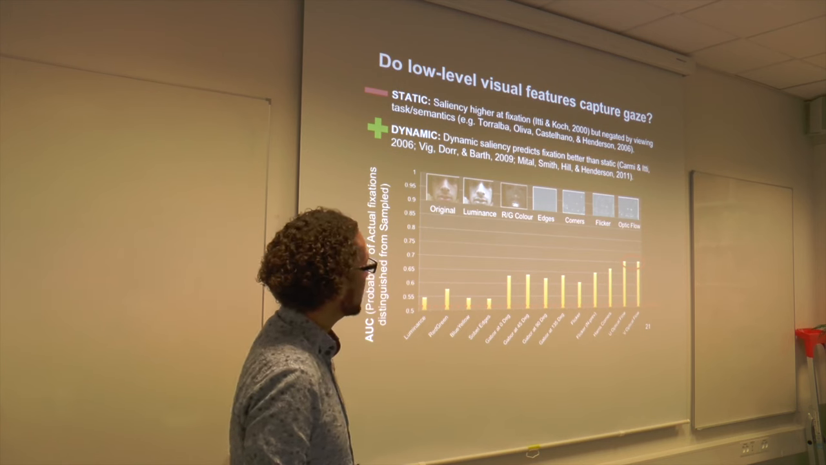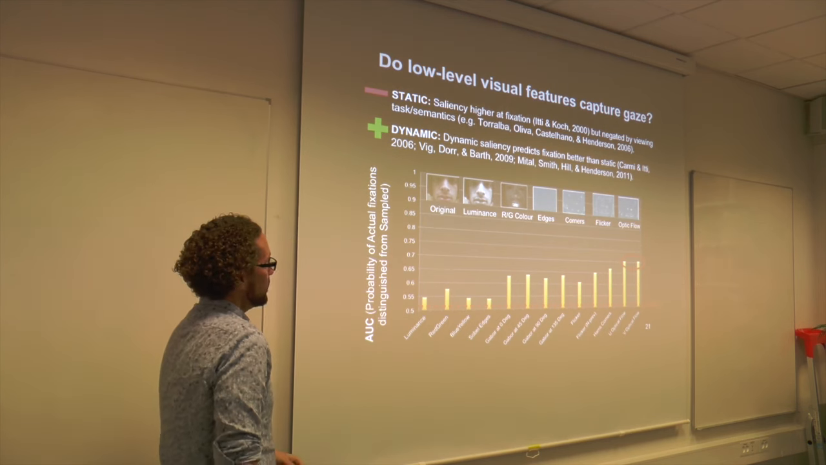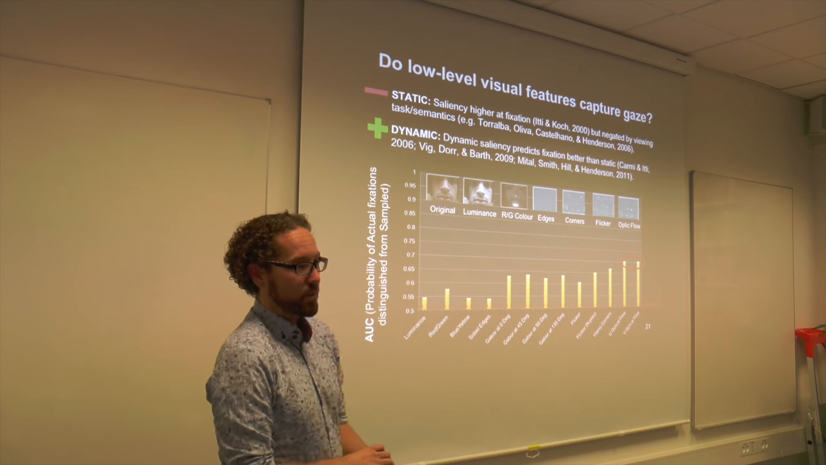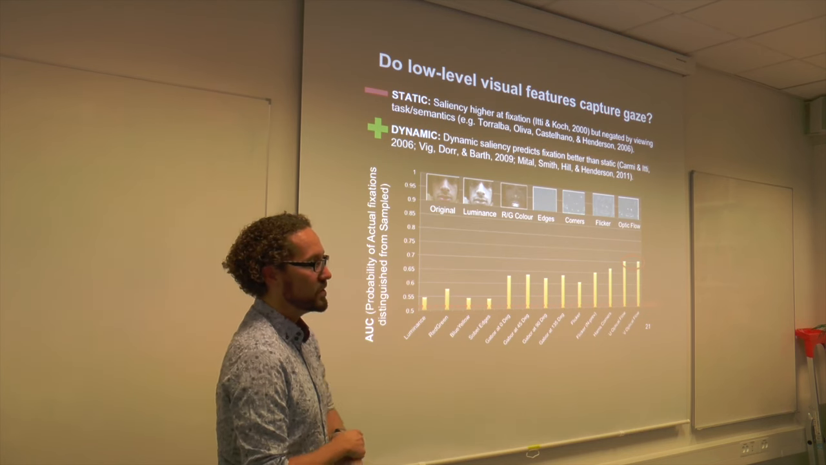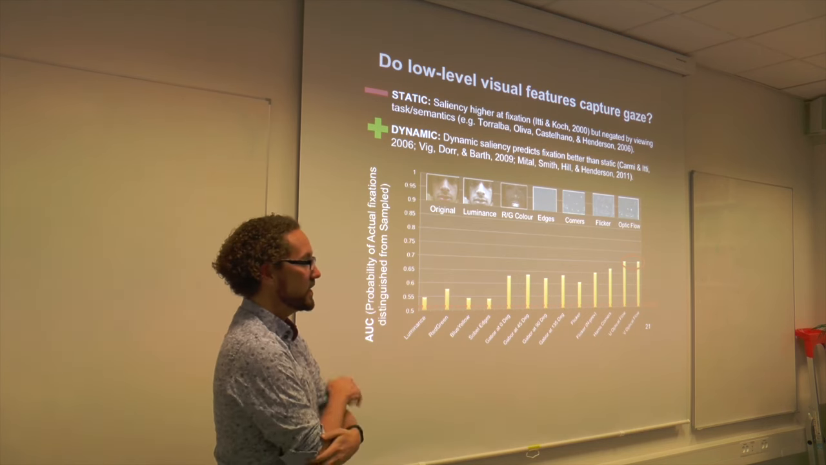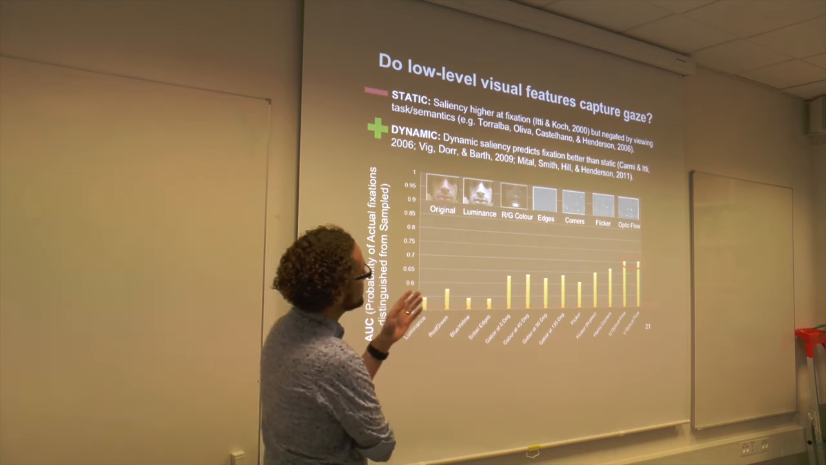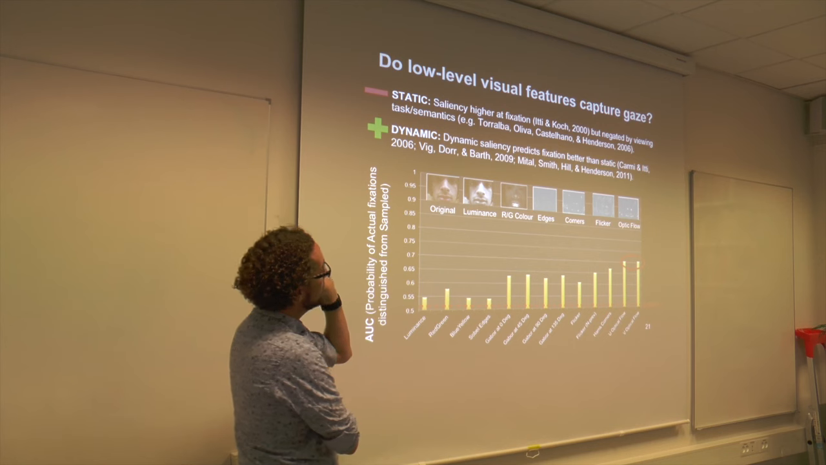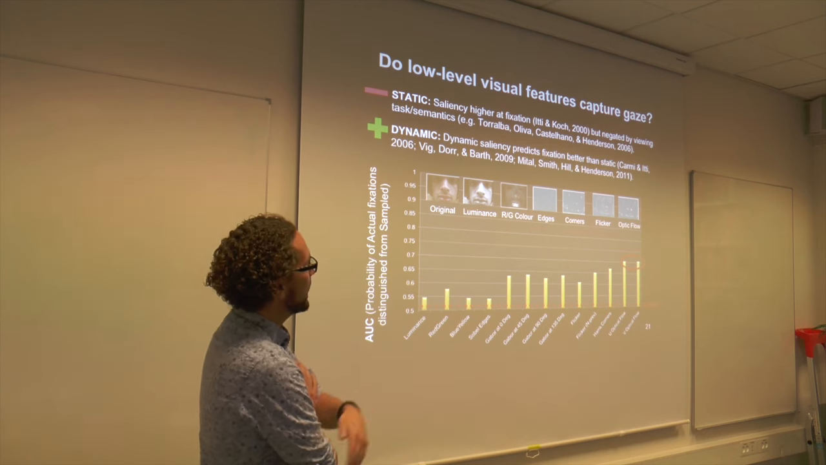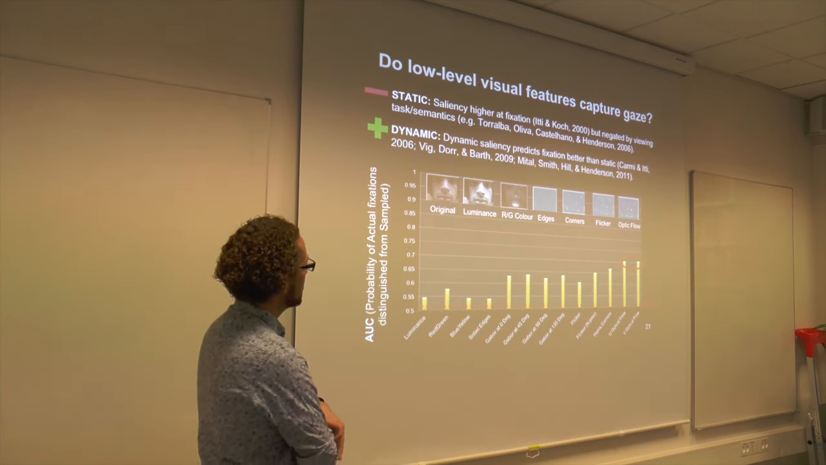But what about in moving images? In movies, when you do the same kind of computational prediction of eye movements, you start to get significantly reliable predictions of gaze location. So various labs have done this, including Laurent Itti's lab, Michael Dorr, and myself and my students.